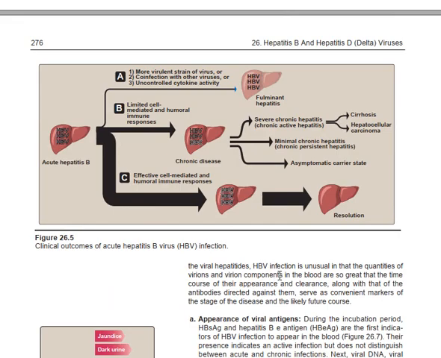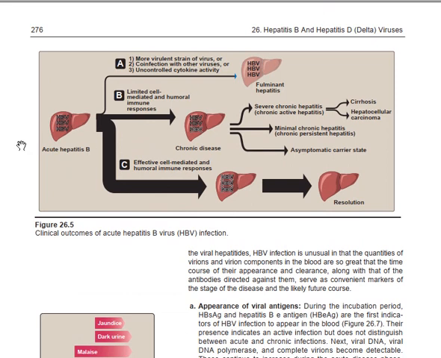Now, what is the clinical outcome of hepatitis B? This is the case of acute hepatitis B. In acute hepatitis B, you can have a more virulent strain of the virus, or you can have co-infection with other viruses, or you can have uncontrolled cytokine activity. Is it clear? All of that is going to result in fulminant hepatitis.